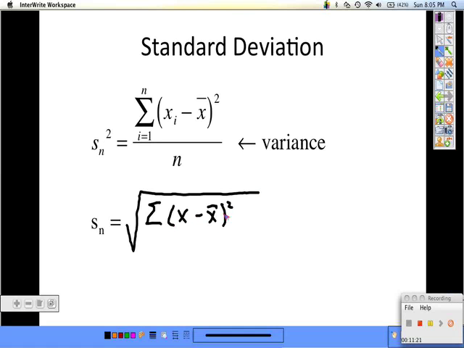And sometimes you'll see it written a little simpler like this without the subscripts. But it's just saying take all the x values, all the data values, and subtract the mean, square it, then add all those up, divide by n, and then take the square root.